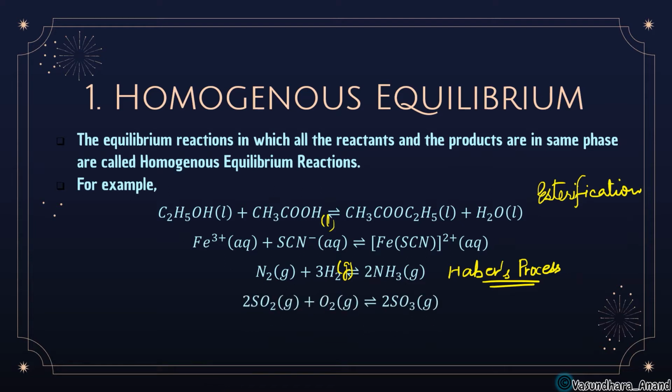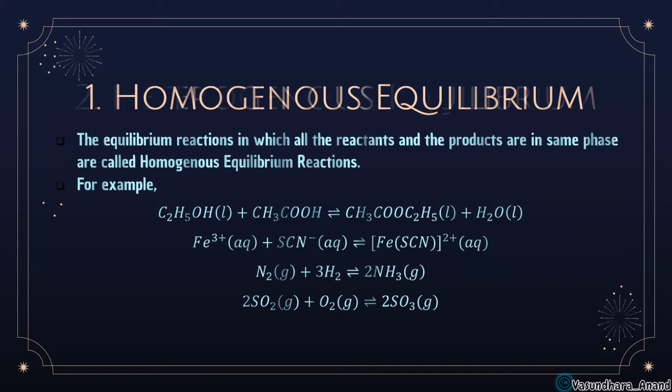This is 2SO2 plus O2 gas changing into 2SO3. This is the key equation for the contact process, that means for manufacturing of sulfuric acid. This is the equation, used in the presence of V2O5 catalyst. We don't have to learn about the catalyst right now. Just know that this is gas, so it is also an example of homogeneous equilibrium.